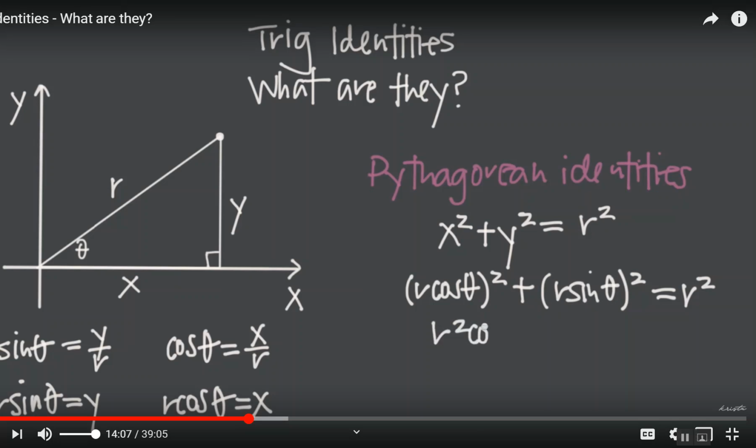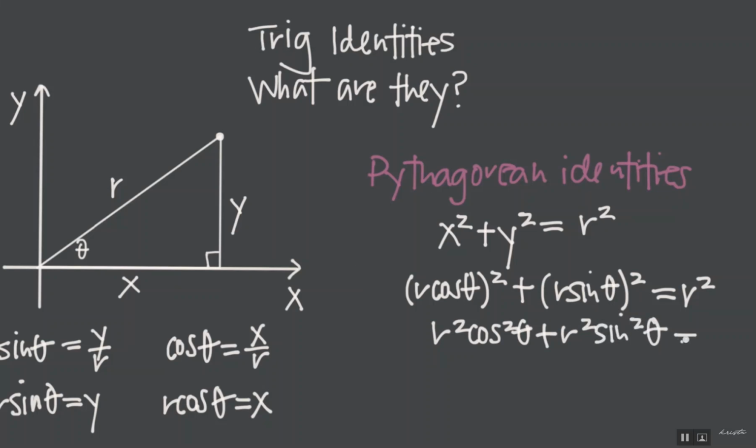When we square both of these, we get r squared cosine squared theta plus r squared sine squared theta equals r squared. And then when we divide through each term by r squared, we get these three r squared terms to cancel, leaving us with just 1 over here on the right-hand side because r squared divided by r squared is 1. It's not 0. So then we get cosine squared theta plus sine squared theta is equal to 1. And this is the first of 3 Pythagorean identities, but realize that this just came directly from our right triangle.